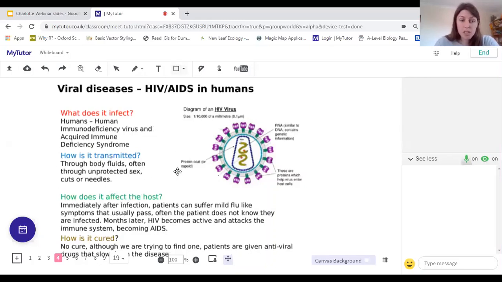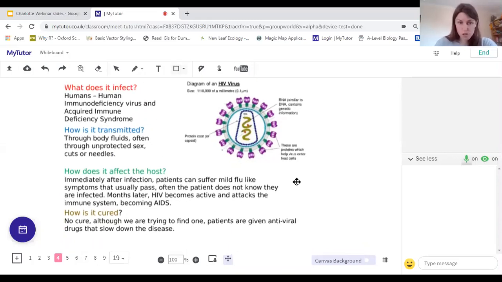How is it transmitted? HIV is transmitted through body fluids. So it's often transmitted through unprotected sex, through cuts, or also through sharing needles, usually drug taking. So one of the big reasons that in medicine you always use one needle per person, and only use one needle at a time, and if you've ever had an injection at the doctors, they put the head of the needle straight into the sharps bin. That's to avoid transmitting infections like HIV.